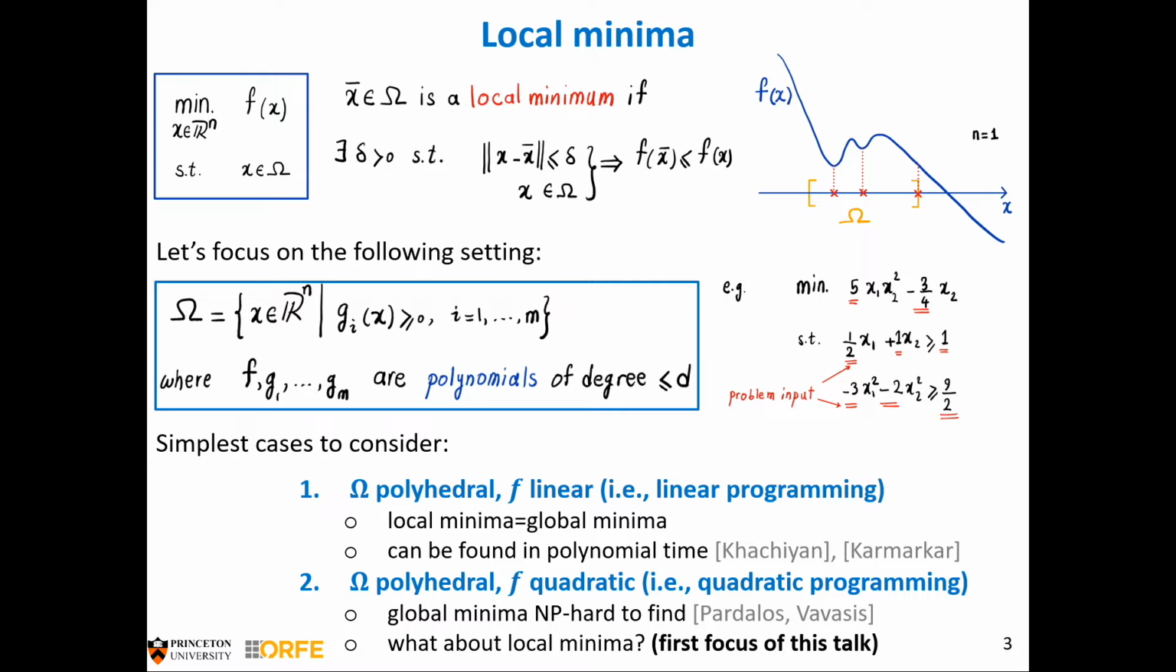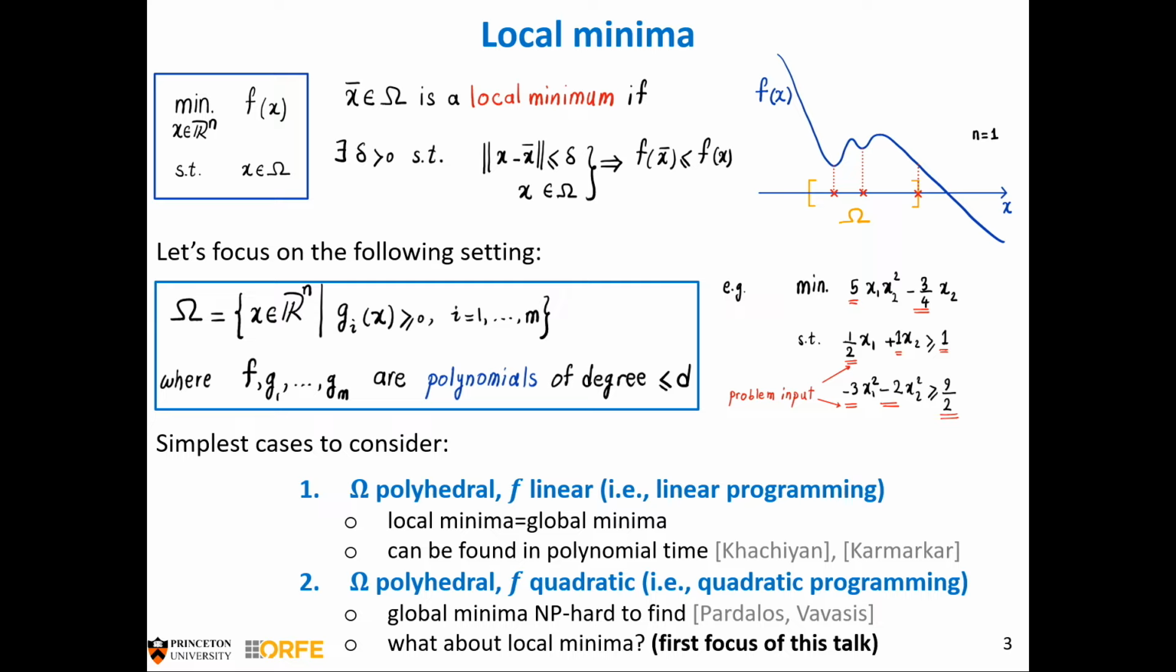Right? So the next case is where I keep the degrees of the g_i equal to 1, so omega is still a polyhedron, but I increase the degree of f by 1. Now f is a quadratic function, and this is called quadratic programming. Already in the 90s, it was known that finding global minima is now NP-hard, even if the quadratic function has a single negative eigenvalue.